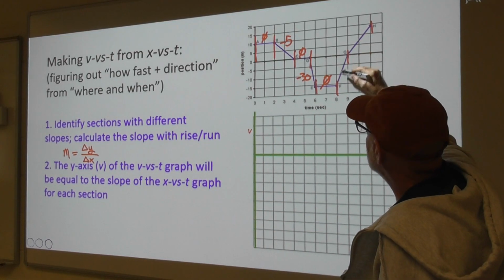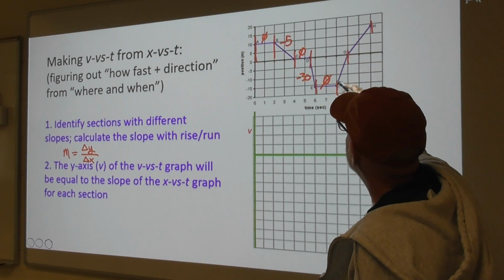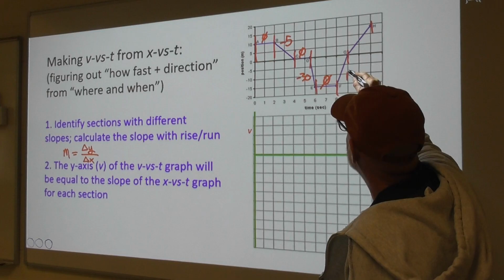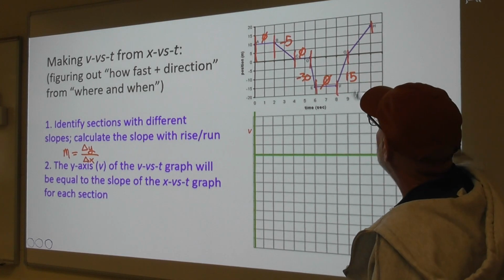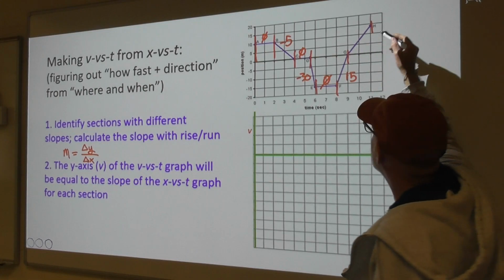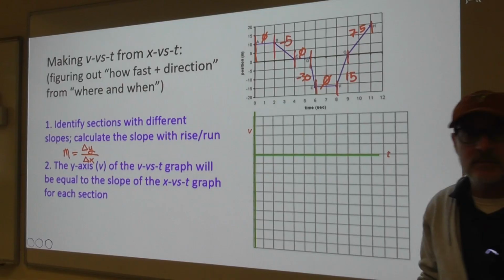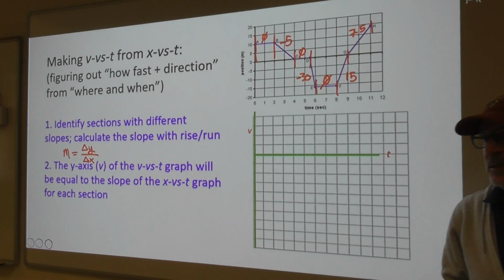This section right here is positive. It's going up. It goes up 15, and it does it in 1 second. So this should have a slope of positive 15. And this goes up 15, but it does it in 2 seconds. So this has a slope of positive 7.5. Does that look right? Anybody see any mistakes? Okay.